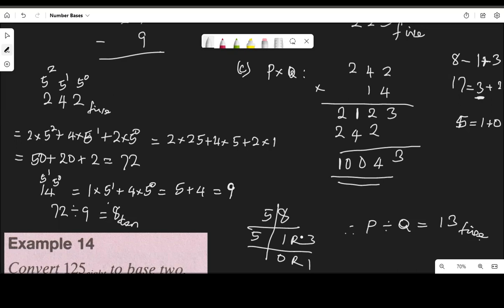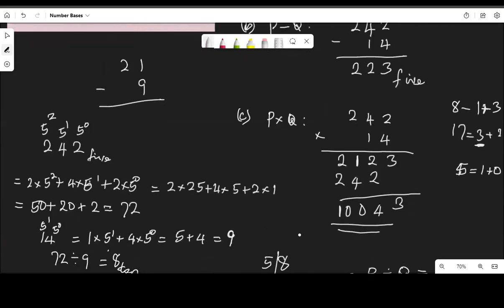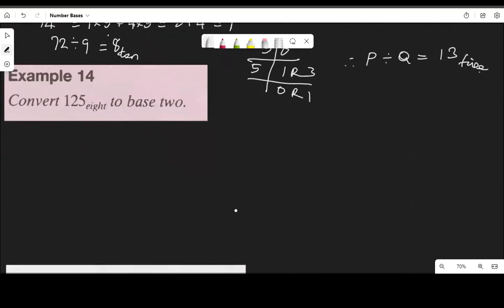That is that for question 13. Let's move on to 14. For 14, we have to convert 125 in base 8 to base 2. To convert from base 8 to base 2, you can't convert from another base apart from base 10 directly. So we need to convert this number to base 10 first, then convert the result in base 10 to base 2. You can't convert directly from base 8 to base 2.